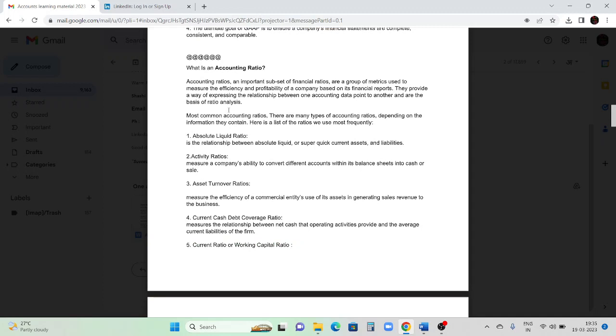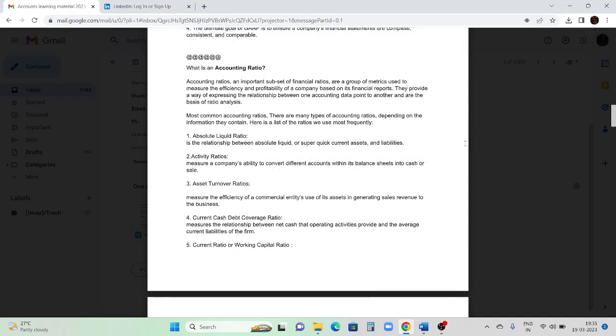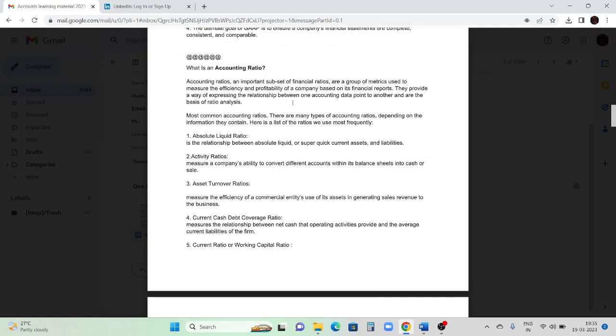What is accounting ratio? Accounting ratios are an important subset of financial ratios, a group of metrics used to measure the efficiency and profitability of a company based on its financial reports. They provide a way of expressing the relationship between one accounting data point and another, and are the basis of ratio analysis.